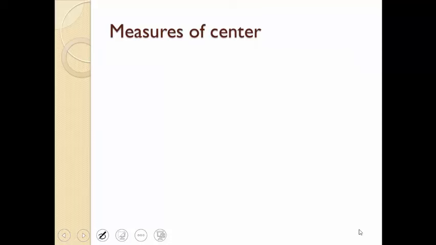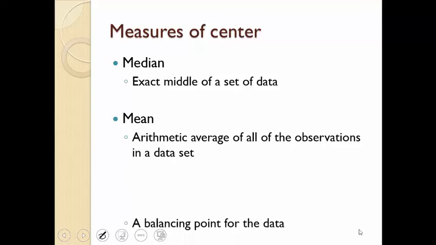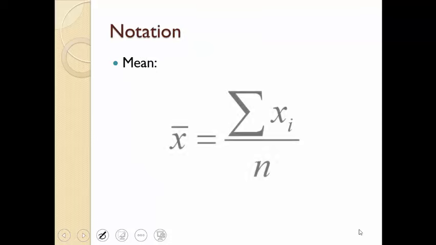So the first thing, let's go back and remind ourselves of measures of center. You've got a median, which was the exact middle of a set of data, versus the mean, which was the average, where we add them all up and divide by how many observations there were. A great way to think about the mean is as a balancing point for the data. If we think about it that way, it's going to help us as we start talking about one of the terminologies.